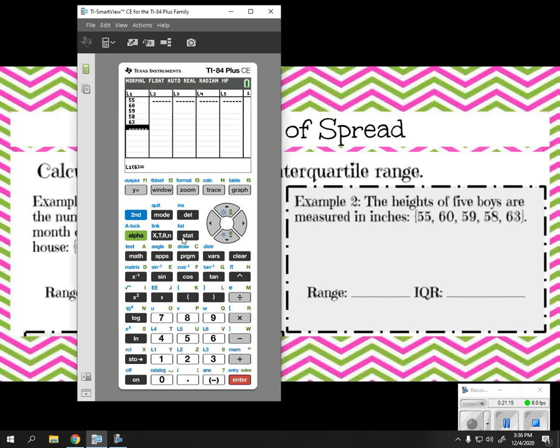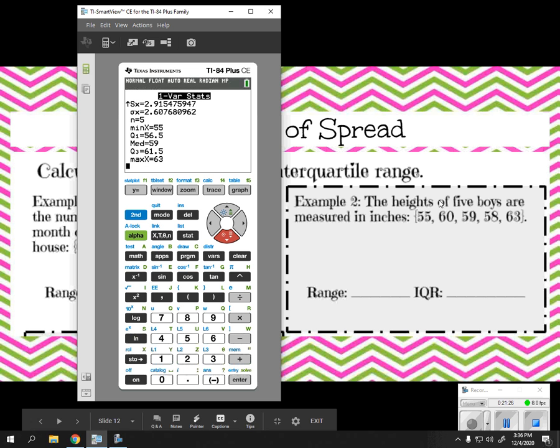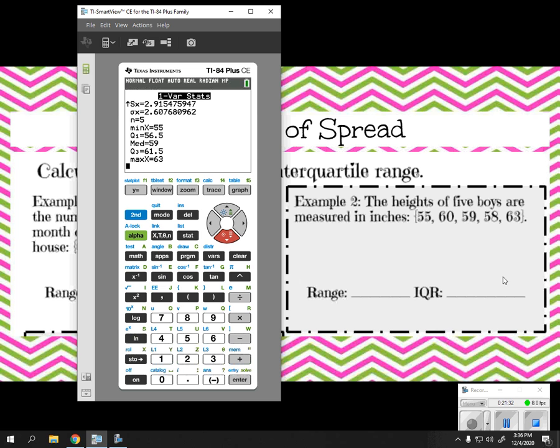We're going to hit stat, we're going to hit right, we're going to go 1, and we need to scroll down here. We want the max, which is 63, minus the min, which is 55. Now you might have been able to do that just by looking at it. That's fine. And even the IQR, it's a little bit harder to do by hand.